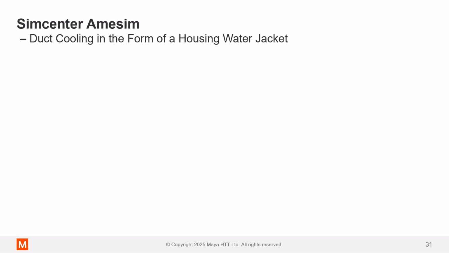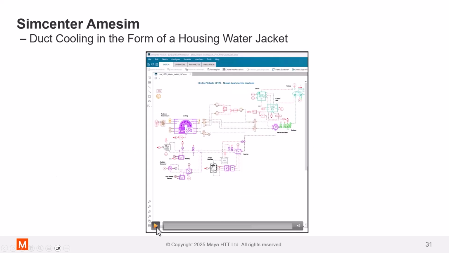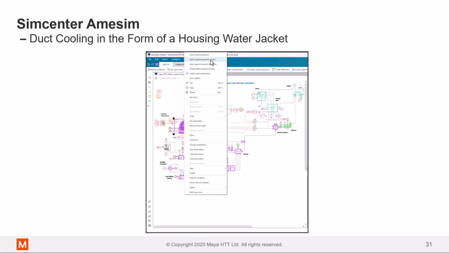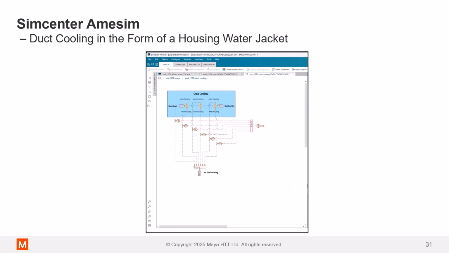Here we will explore the second form of forced convection cooling, specifically duct cooling. In this scenario, the ducts are constructed as part of the housing water jacket. In the water jacket, fluid passes through a series of ducts or channels which are manufactured within the thickness of the housing wall. Typically, the ducts would be either in a spiral or serpentine pattern.